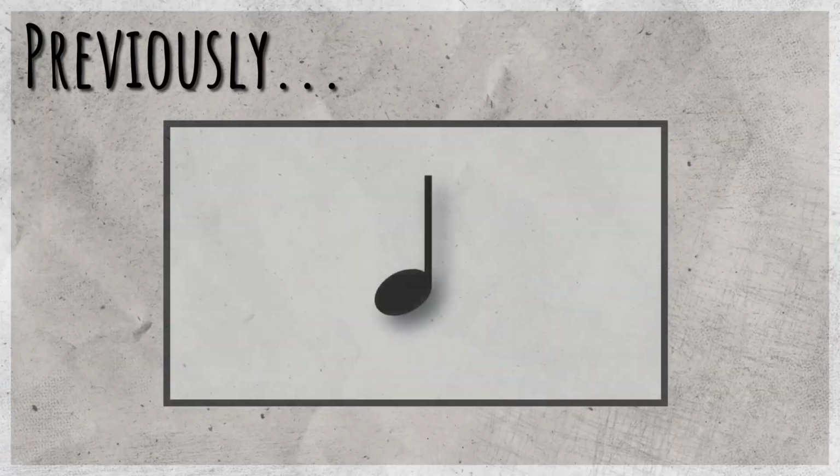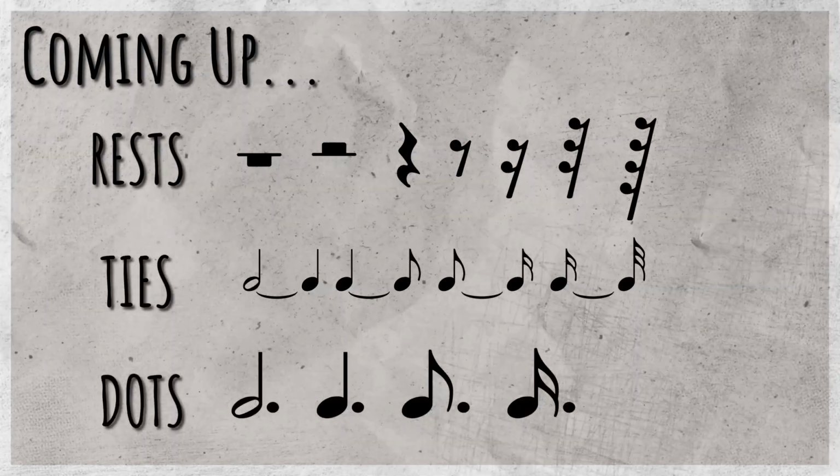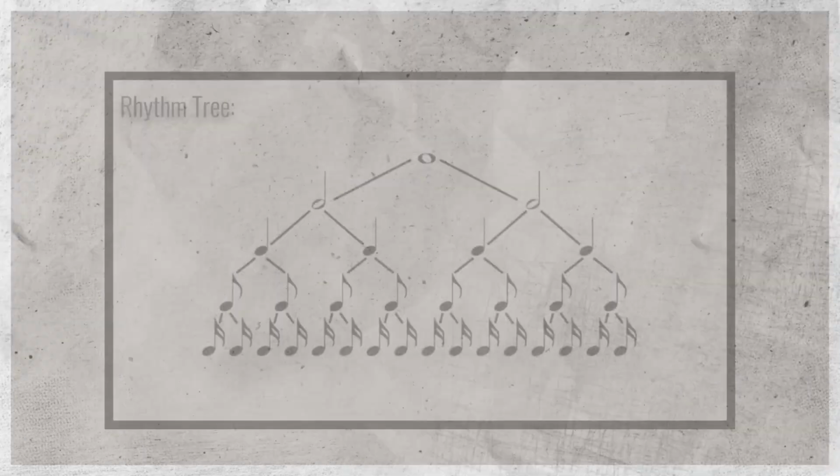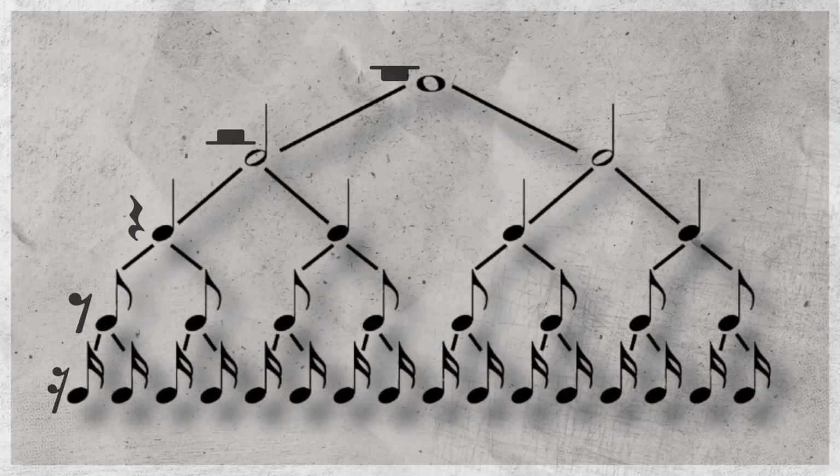In part 1, we discussed beats, pulse, tempo, and counting. Here, we'll cover rests, ties, augmentation dots, and notation. We'll start by returning to the end of part 1, the rhythm tree, and observe its relationship to rests.